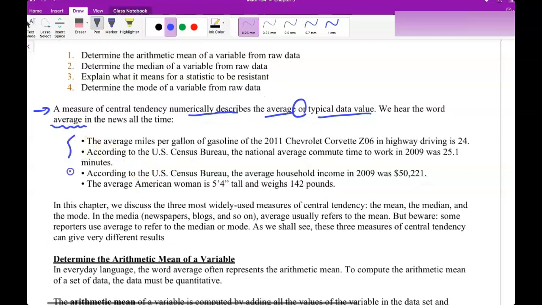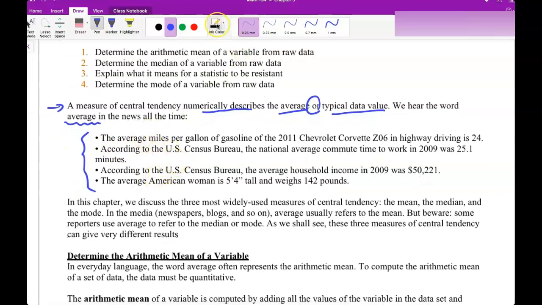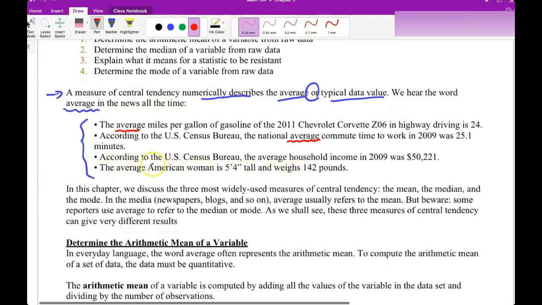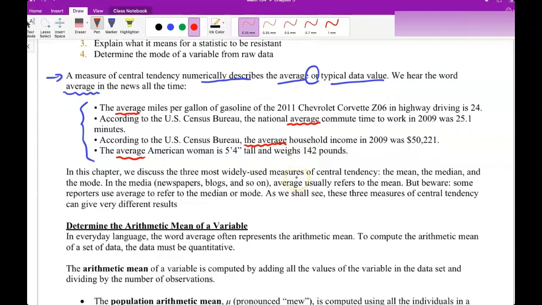Here we have examples, and in each one you can see the word average. The first one, the average miles per gallon. The next one, according to the US Census, the national average. Here again, average. The third one, the average household income. And finally, the average American woman. For all of these, we use the average.